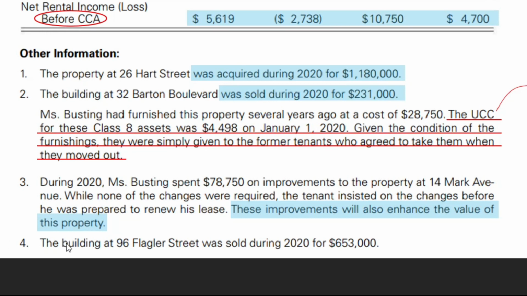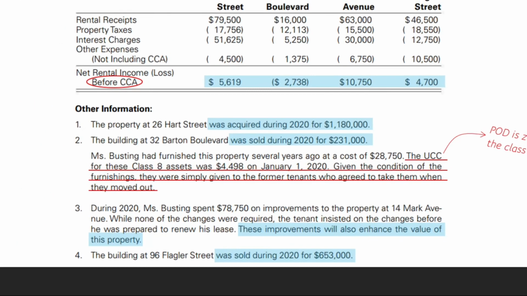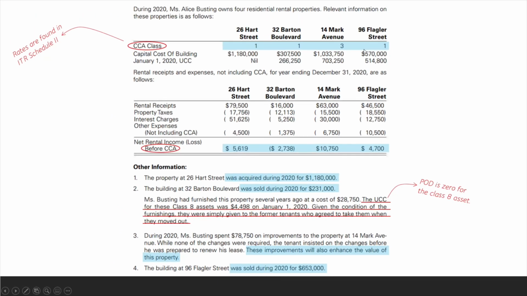And finally, item 4, you were told the building at 96 Flagler Street was sold during 2020 for $653,000. This last property in the column here, 96 Flagler Street, is going to have a disposition. In fact, the whole thing is disposed of during the year.